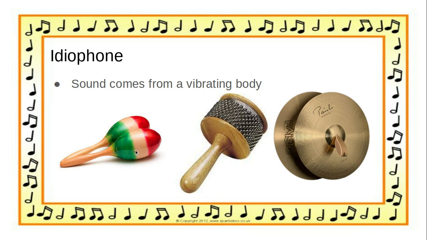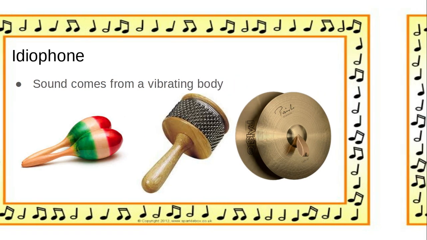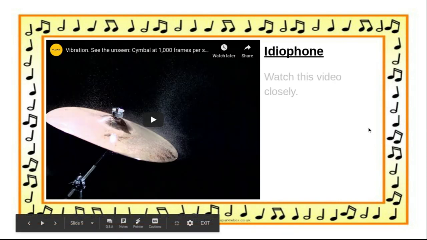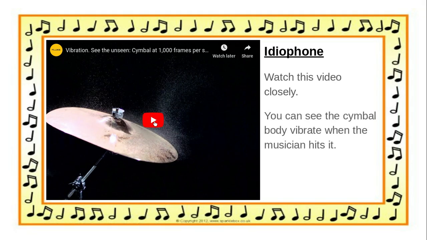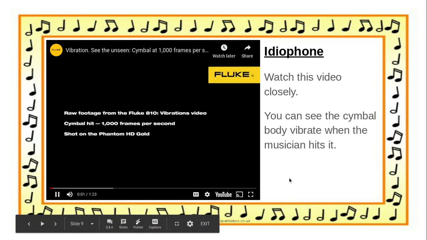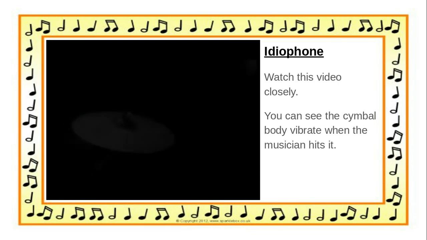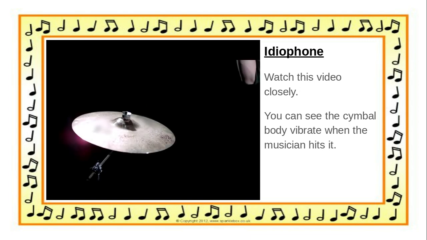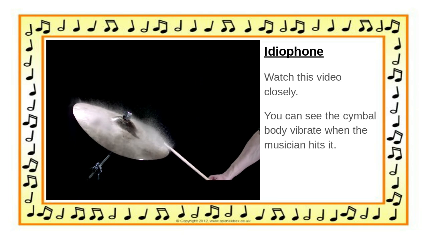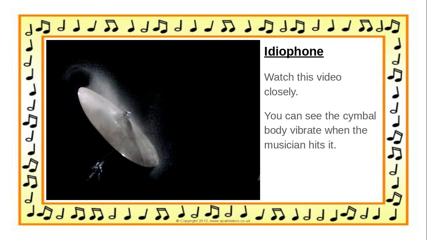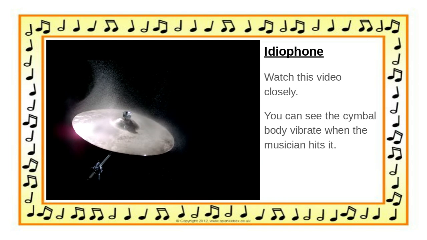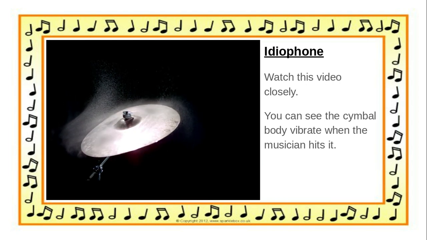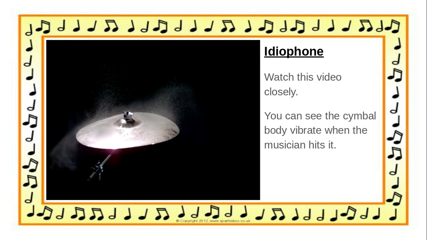So, like a maraca, the beads on the inside actually shake the body. Cymbals, we're going to check a cymbal out here in just a second. You can see the cymbal vibrating. It's pretty cool. Check that out. You see how it shakes? They even put water on top of it so you can see it better. The whole thing actually shakes, vibrates.